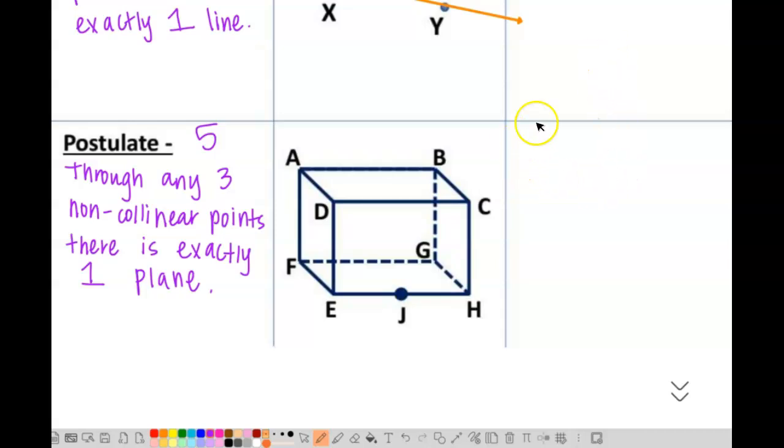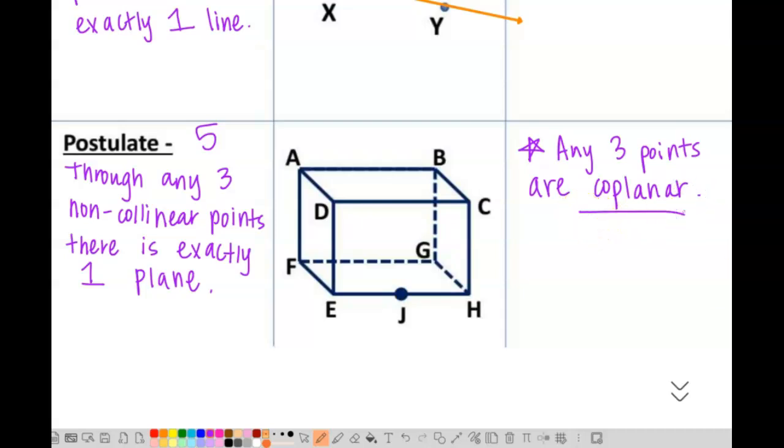Okay. And then one new word: any three points are coplanar. That is a new word, so let's talk about it. If collinear means points on the same line, what does coplanar mean? Points on the same plane. Good. Okay, write that down so you don't forget. Coplanar.